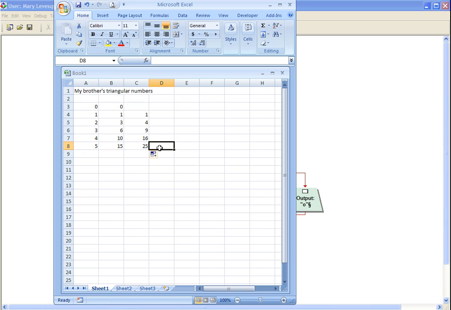Now, truth be told, he then went to three-dimensional numbers, and he went to pentagonal numbers, and somewhere along the line he decided this was getting too hard and gave up and just did regular algebra.